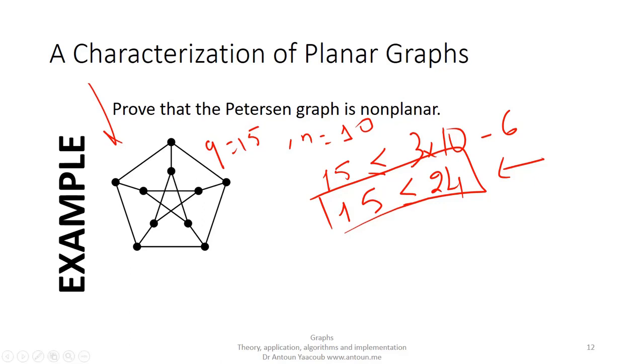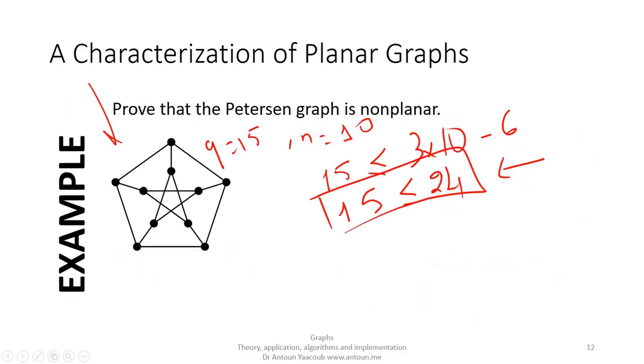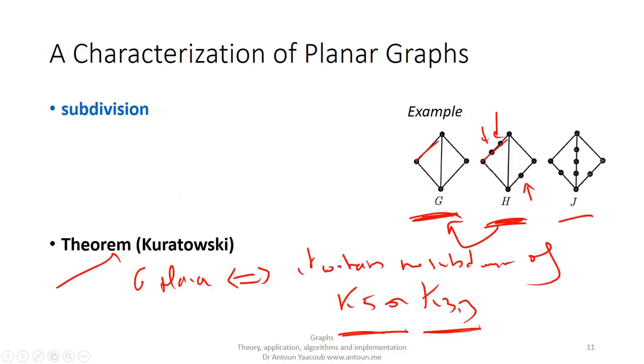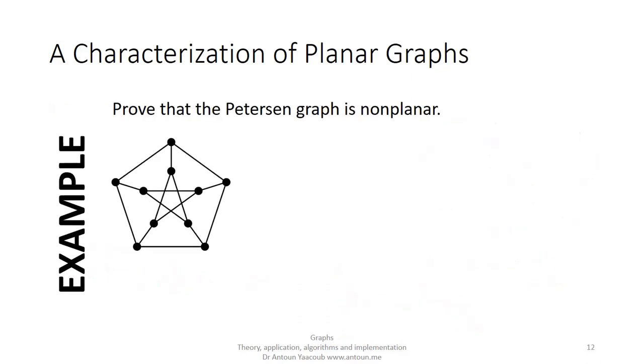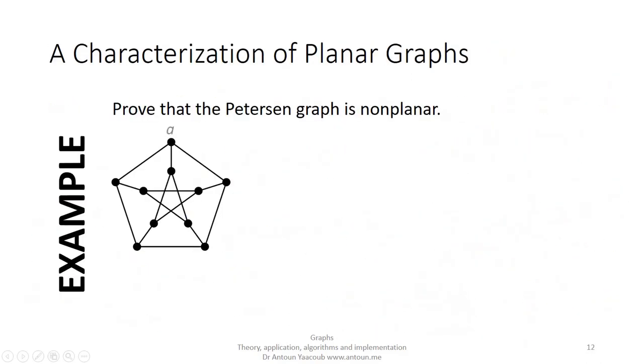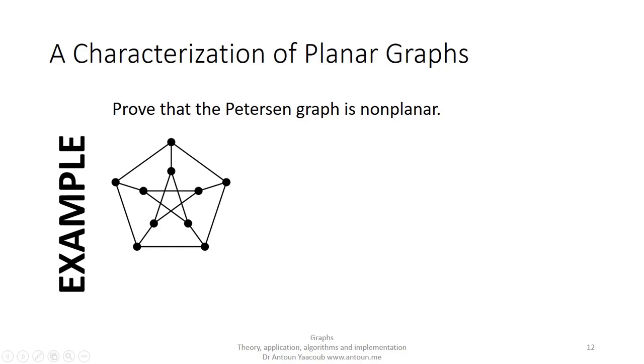So we need to check another tool. Another tool is to use the subdivision. Either I can try to find K5 as a subdivision of the Peterson graph, or I can find K33 as a subdivision of the Peterson graph. As you can see here, K5 means each vertex has degree 4, since K5 is 4-regular. And as you can see here, each vertex is of degree 3. So obviously I cannot use K5 to say that it's a subdivision of the Peterson graph. So I need to pick K33 and try to find a subdivision of the Peterson graph that contains K33.